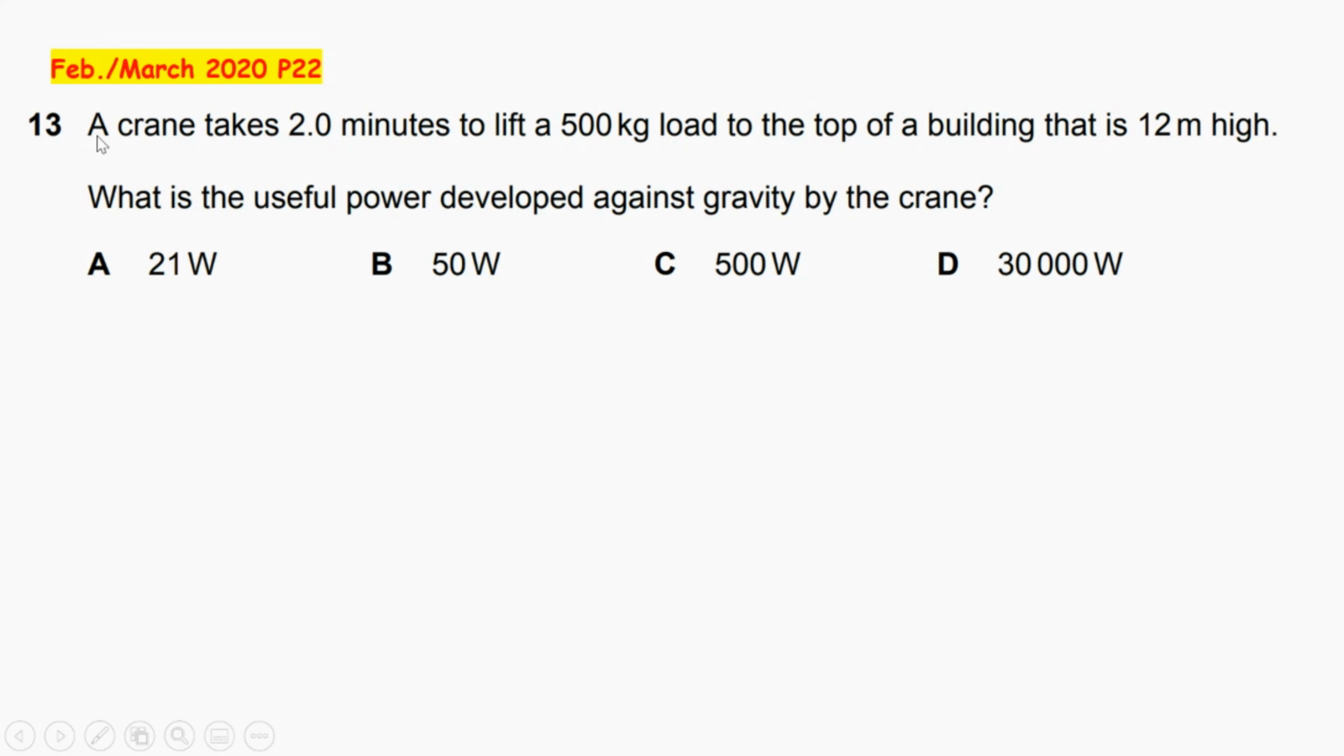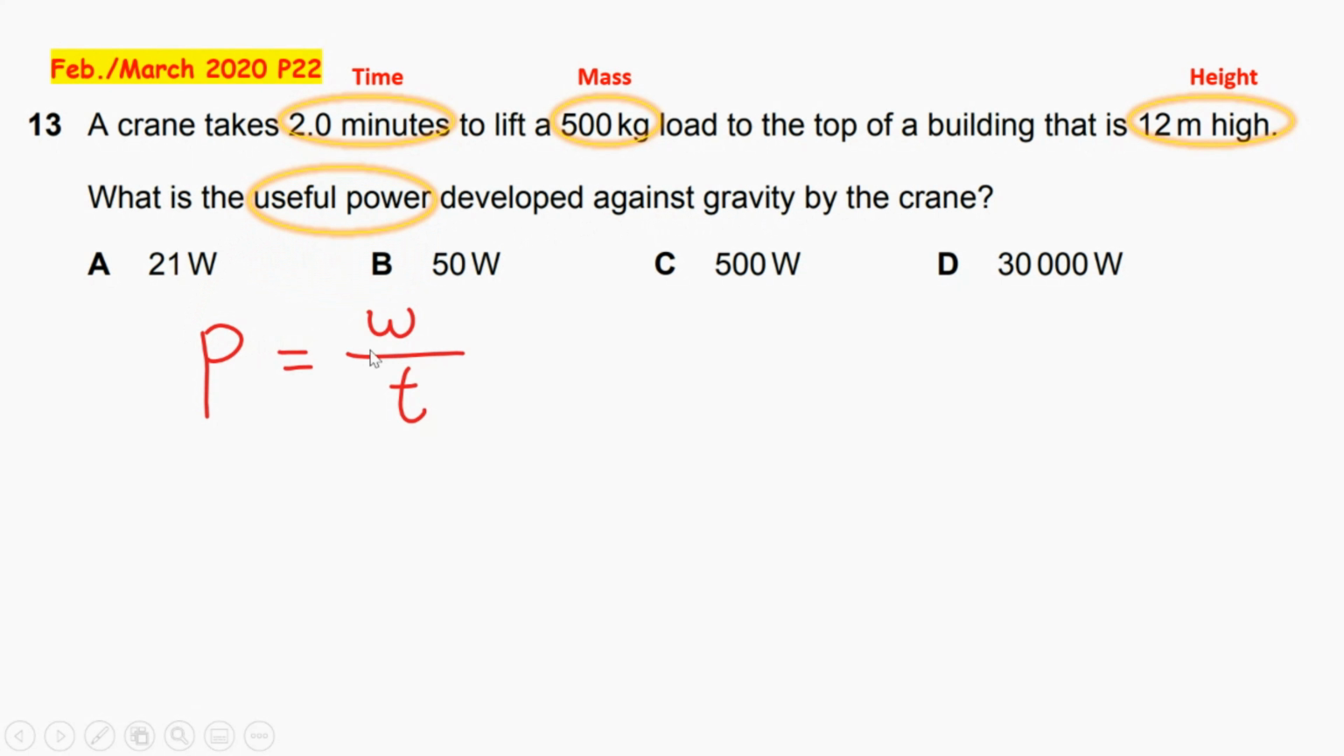Question 13. A crane takes 2 minutes to lift a 500 kilogram load to the top of a building which is 12 meters in height. What is the useful power developed against gravity by the crane? To calculate the useful power, we use the formula: power equals work divided by the time taken.